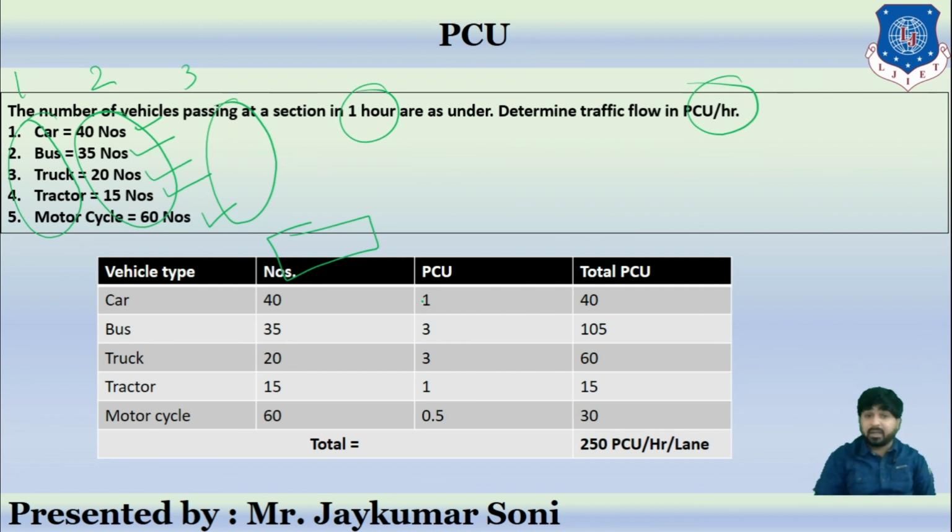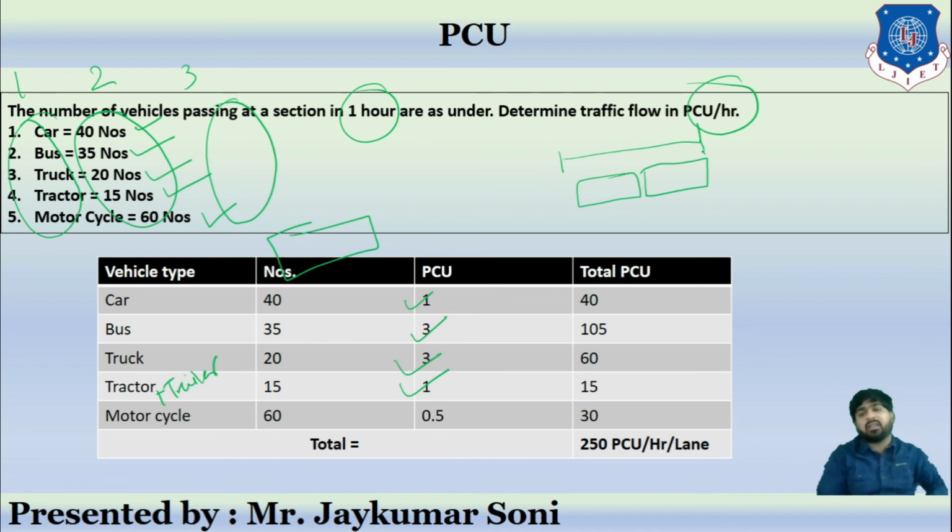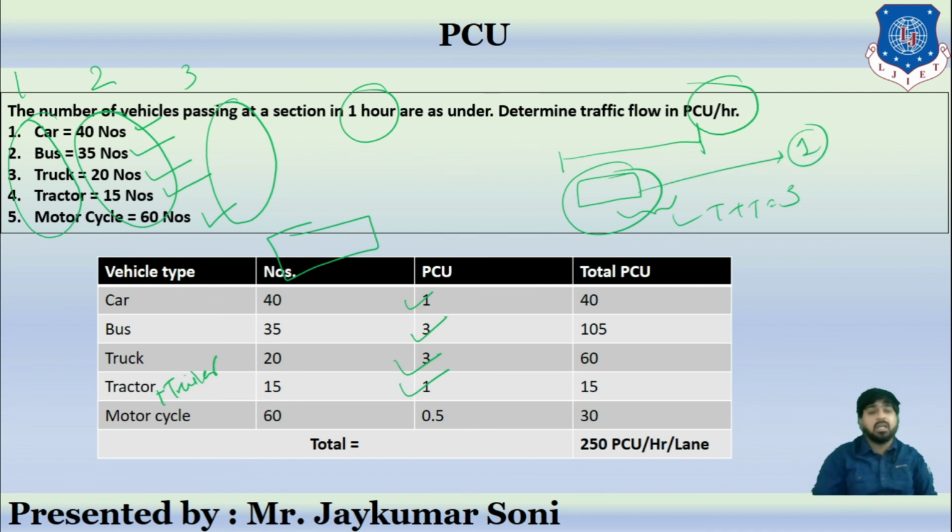We know that for the car, the PCU is 1. For bus, it is 3. For truck, it is 3. For tractor, it is 1. See, this is not tractor plus trailer. If this is tractor and this is trailer, it will consume approximately 3 times the inconvenience as compared to a car. So the combined unit for tractor and trailer will be 3 PCU. But if tractor is only, then it will consume nearly the same inconvenience as a car. So it will be 1. So I have considered tractor as 1 because trailer is not given, and motorcycle as 0.5.